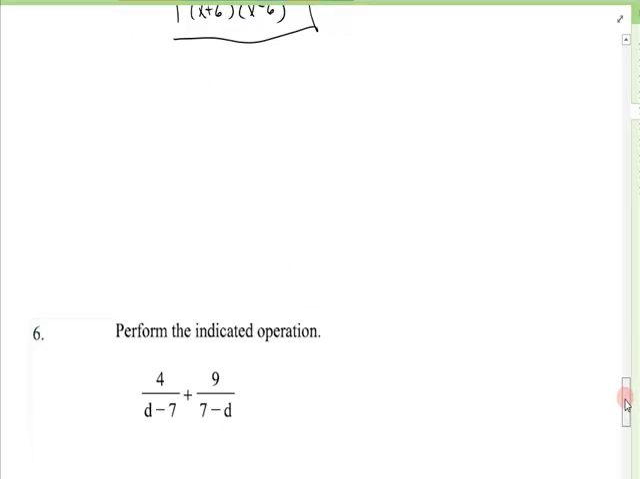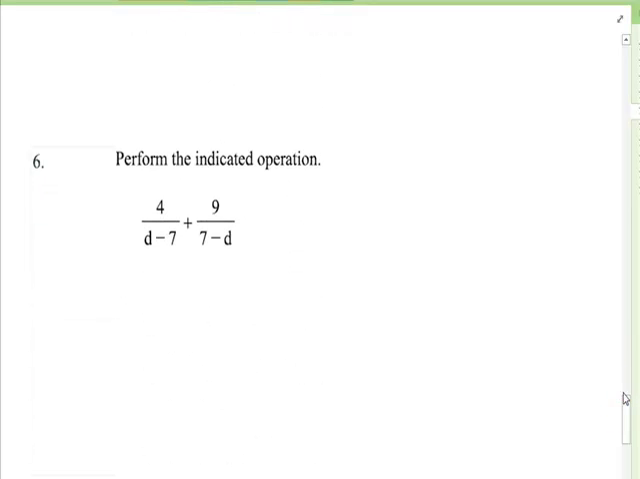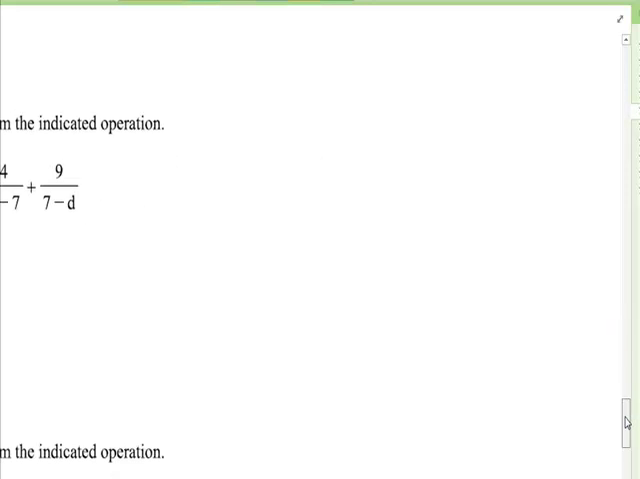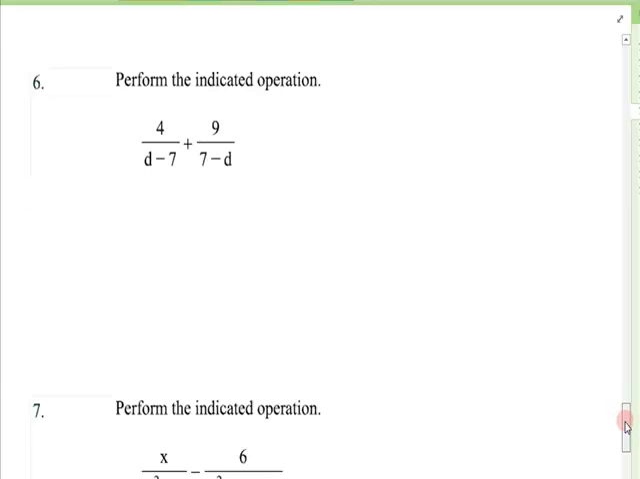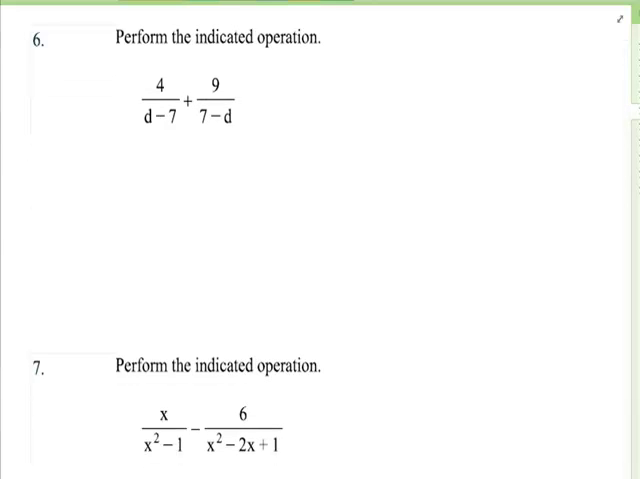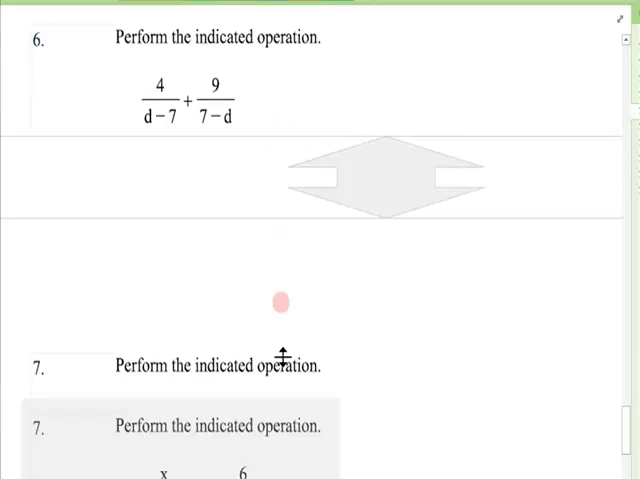All right. Let's look at number 6. My poor screen is just jumping around tonight. It is tonight that I'm recording this video.